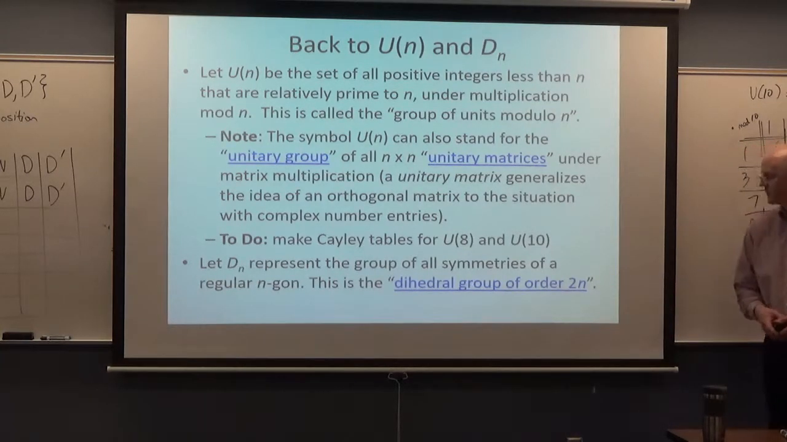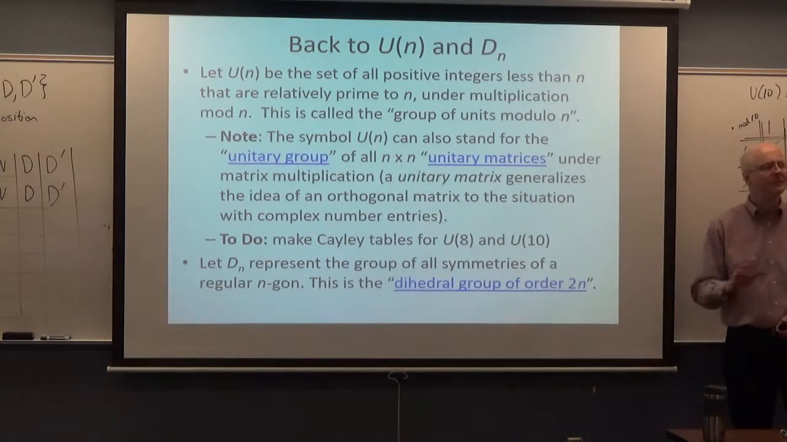A regular 6-gon is a hexagon with equal side lengths and equal angles. It's called the dihedral group of order 2n, meaning it's got 2n elements in it. The elements are functions. They're transformations of the plane that leave the object looking the same. They are rotations and reflections, as you've read about.